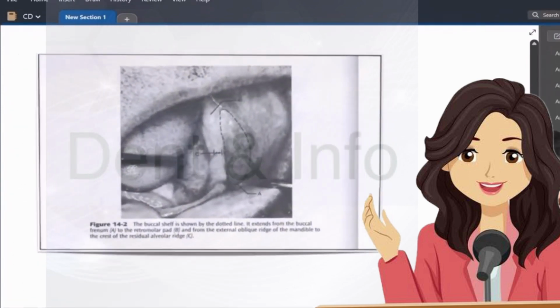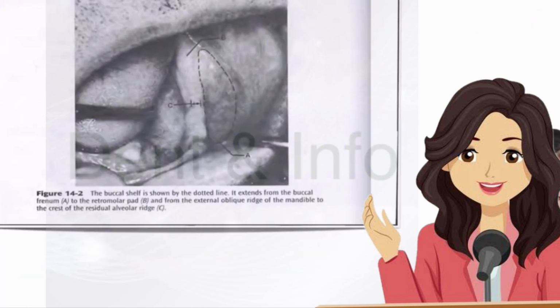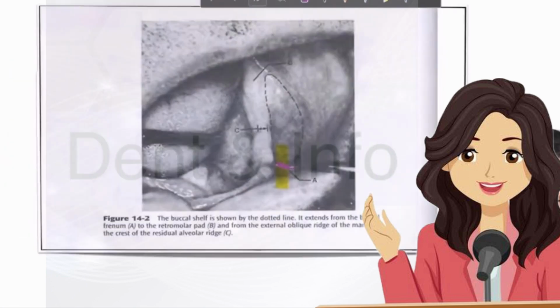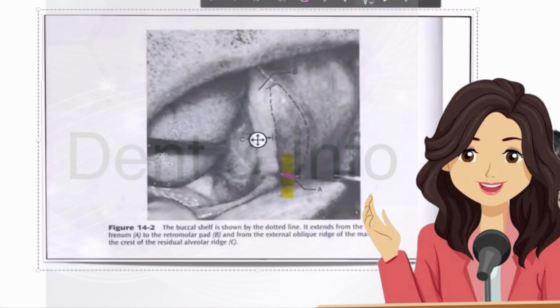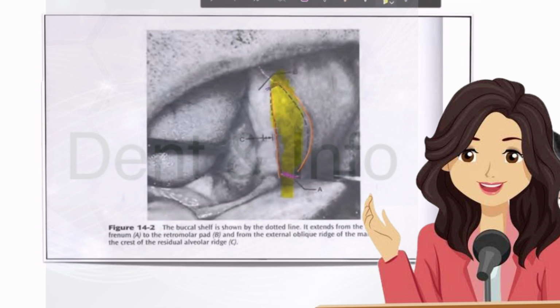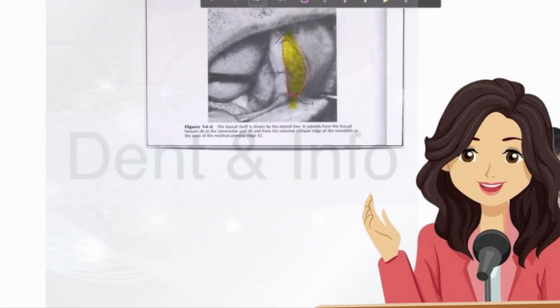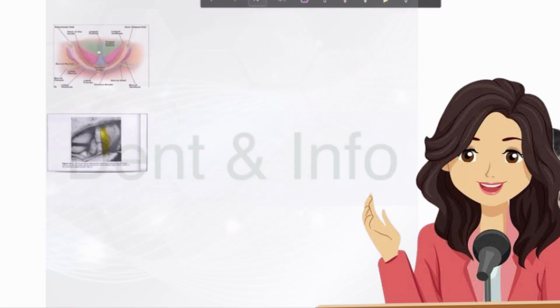Yes, exactly this. First, this is what is showing your buccal shelf area. So like we said, we have our frenum here. Anteriorly, we have our pad here. Posteriorly, then we have our external oblique ridge. We have the crest of the ridge. So together, that would make your buccal shelf area. This photo is again from Boucher's only that we have taken up.